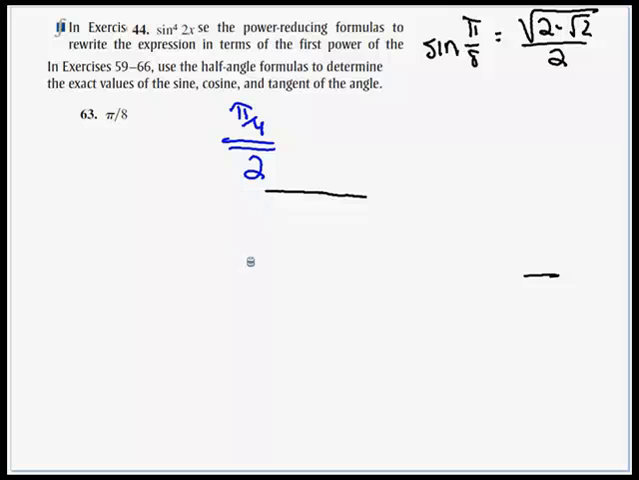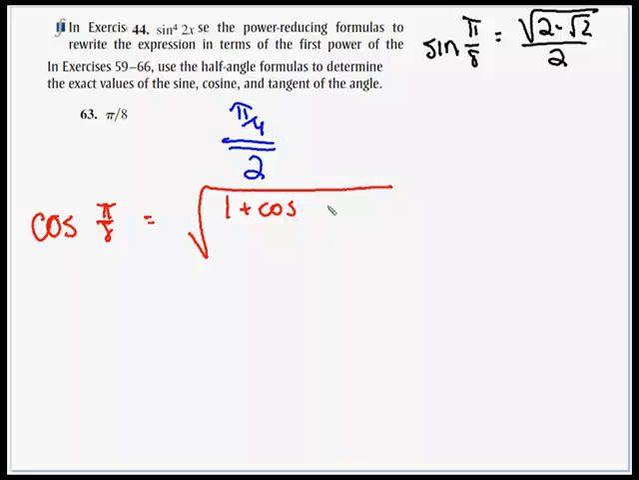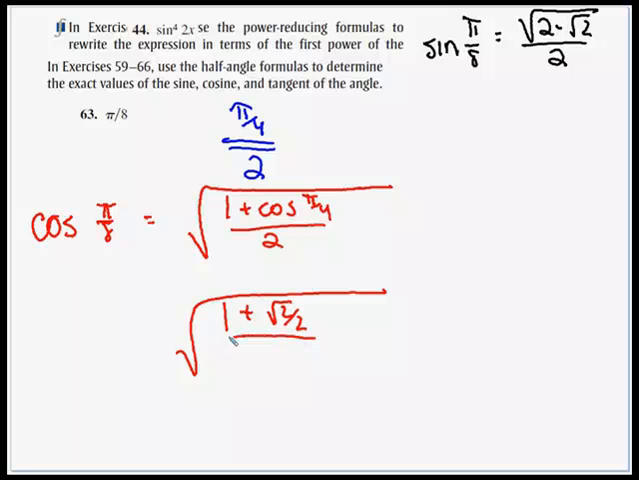Now on to cosine. The cos of pi over 8 is equal to, again we're first quadrant so everything is positive, under our radical goes 1 plus the cos of a quarter pi, all divided by 2. The cos of a quarter pi is root 2 over 2, so it's going to be 1 plus the square root of 2 over 2, all divided by 2.